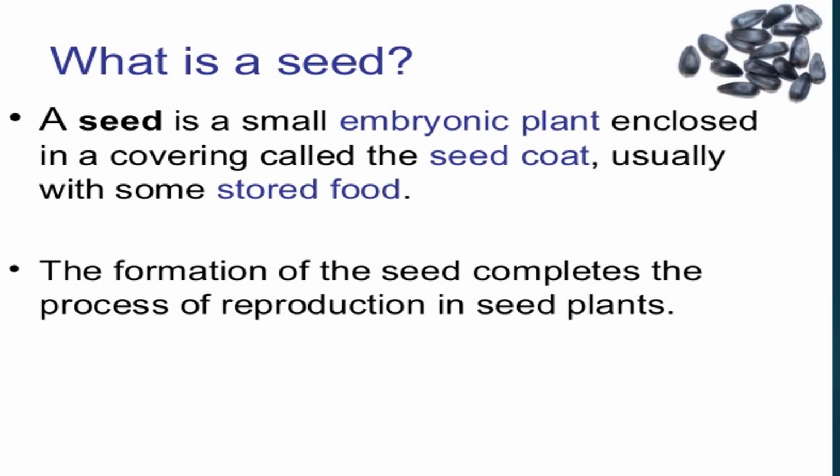First of all, what is a seed? In the previous lecture, if you remember and if you have revised, you must know that first the pollination will take place, the transfer of the pollen grain, then the fertilization takes place. That means the fusion of the male gamete and the female gamete to form the zygote. And this fertilization is taking place inside the ovary.